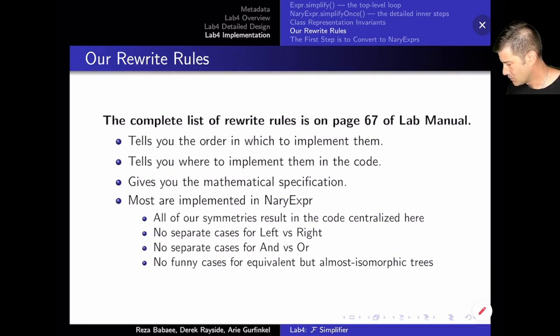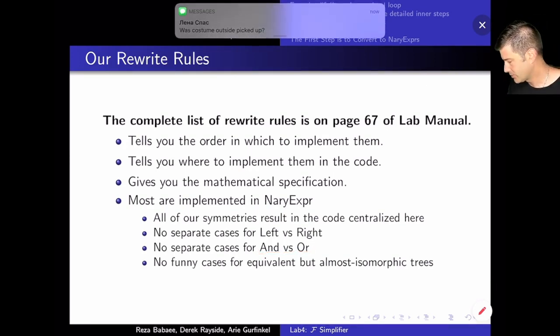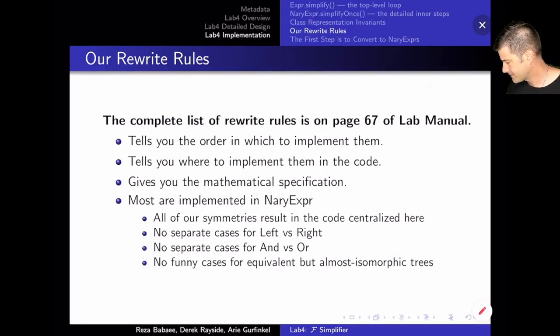This is where all of the things that we talked about come in. So there are a lot of symmetries between different kinds of operations, ands and ors. That's all factored out into the superclass n-ary expression. There's no separate cases for left, right, because we're going to parse everything left associative and order everything. And there's no special cases for and or, because we're going to do it with this generic property of identity and absorbing. And there's no funny cases of equivalent but almost isomorphic trees.